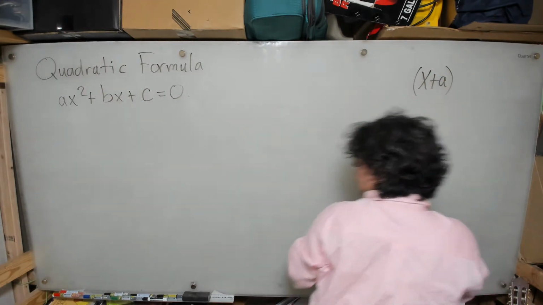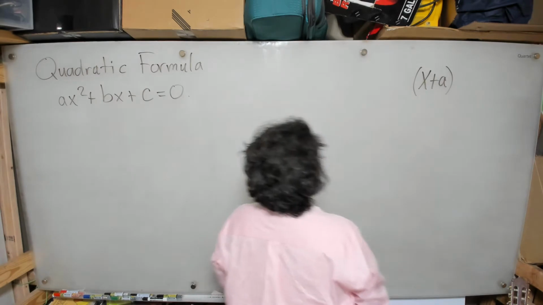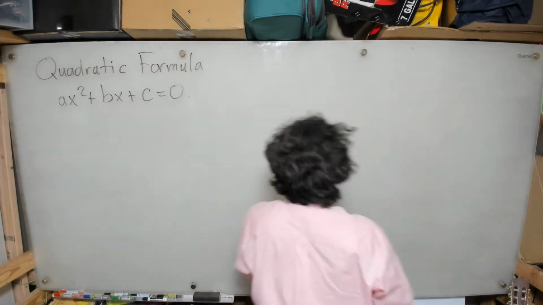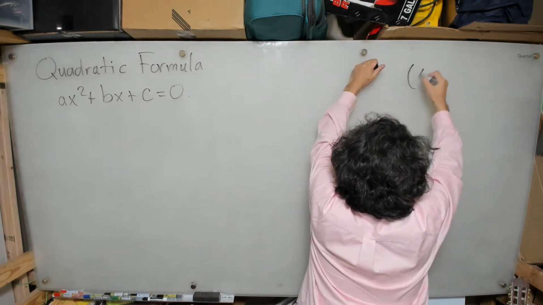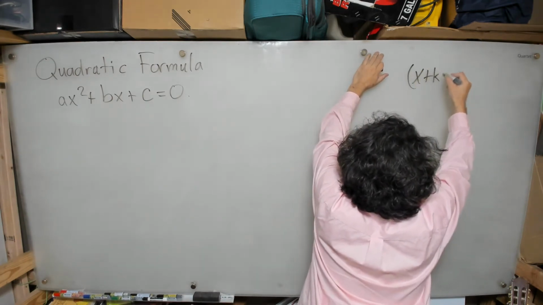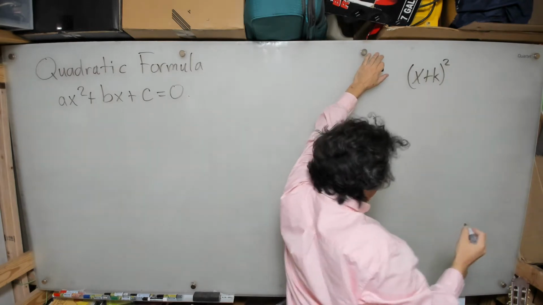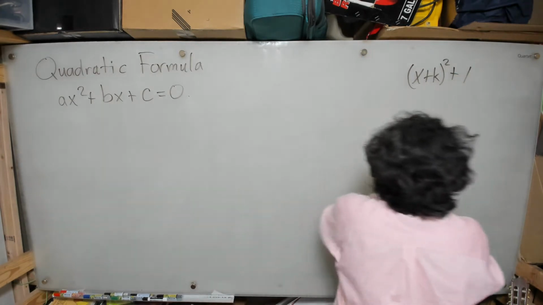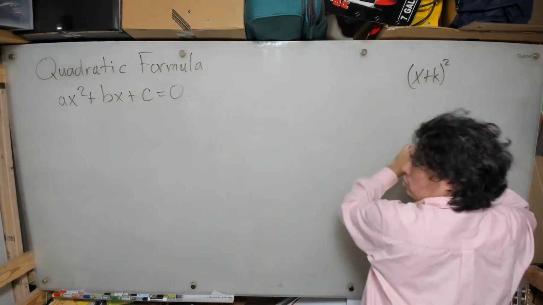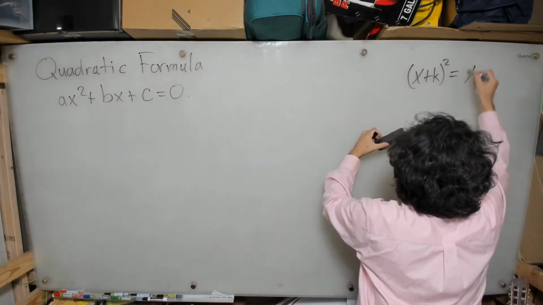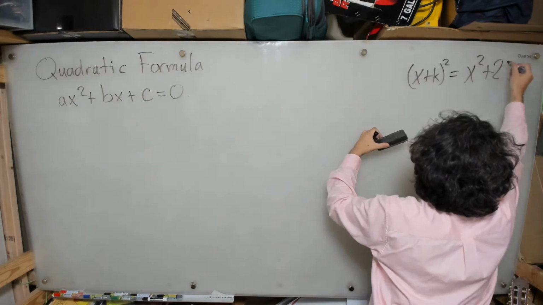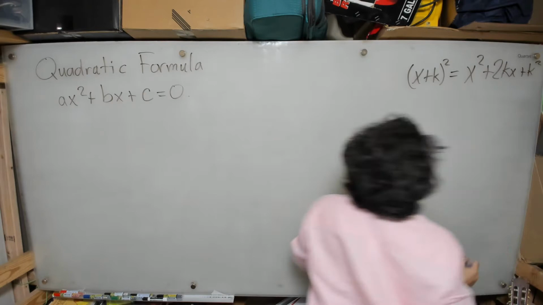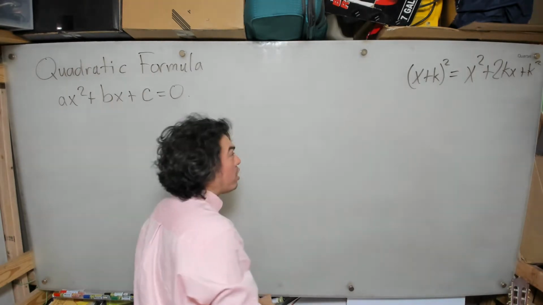Well, in fact, because we're going to be doing it with this, instead of using a here, let me use a letter that we're not using in our variables. So let's say if I had x plus some number k, squared, we know that it's going to be equal to x squared plus 2kx plus k squared. Okay?